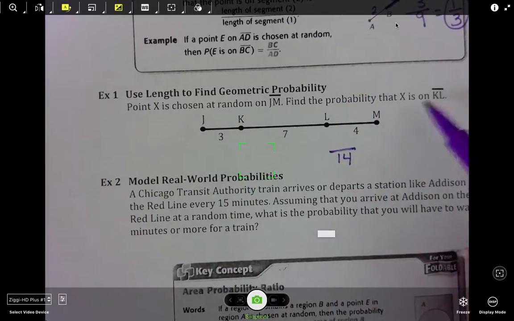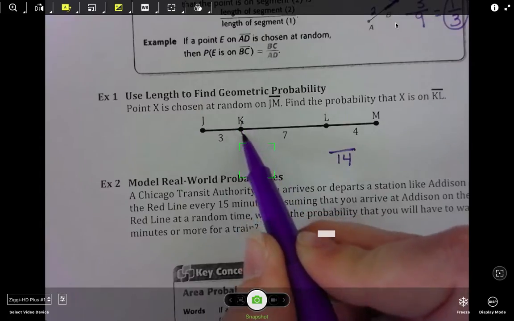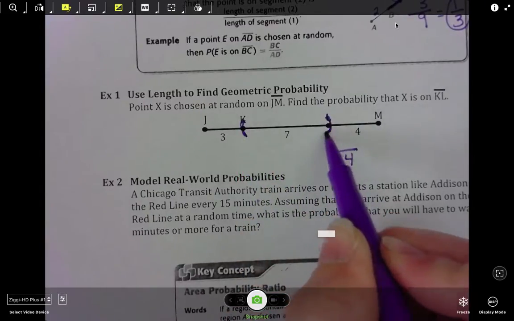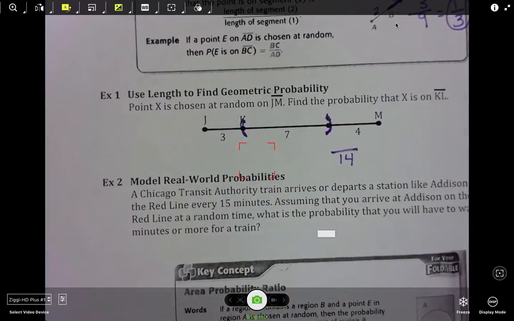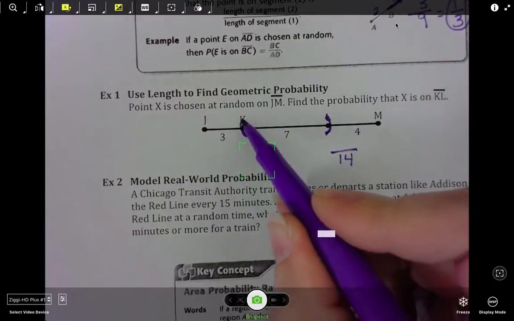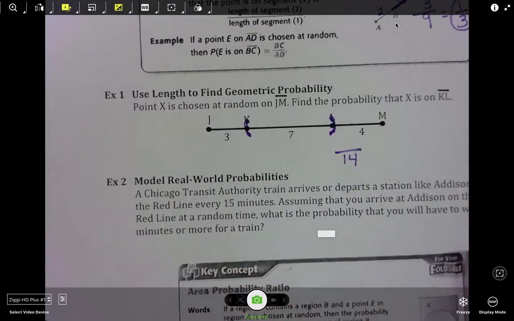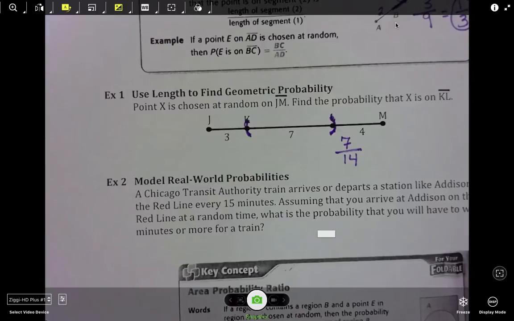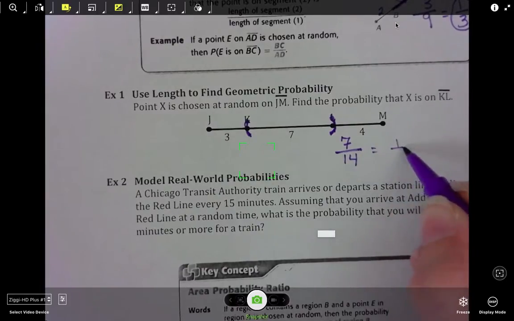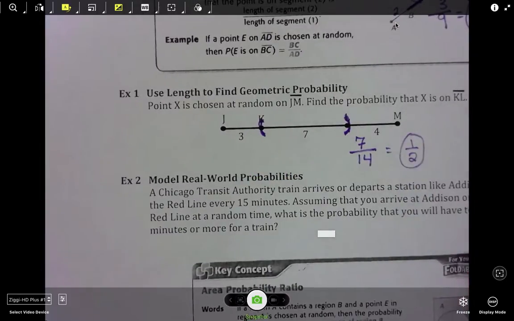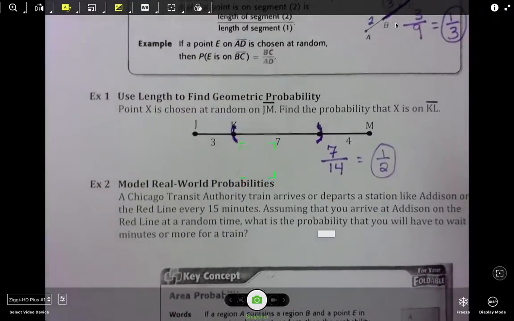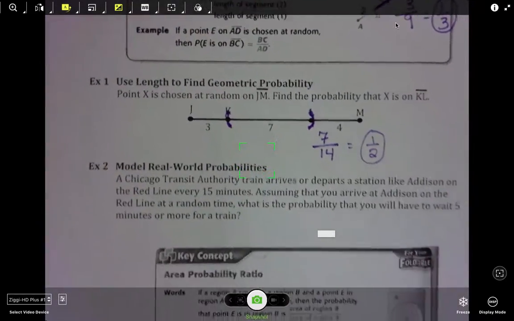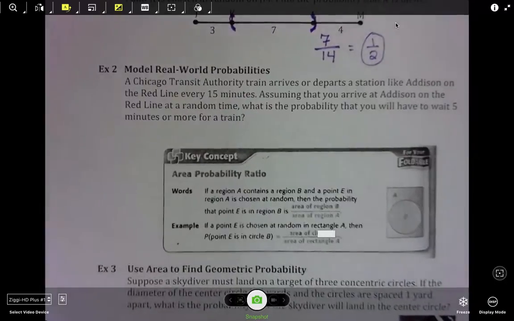Find the probability that X also lives on KL. So if I put that dot somewhere on this number line, what's the chances that it's going to land within this region on the whole line? Well, that segment is 7 units long, and 7 out of 14 is 1/2. So pretty easy so far. And then they throw example 2 at you, which is a little bit more difficult because they don't actually draw out what the number line looks like.